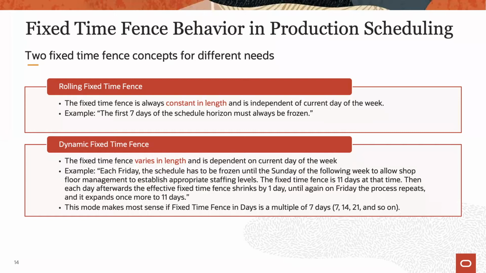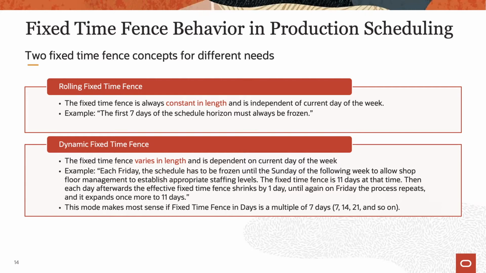Production scheduling allows defining a fixed time fence in two distinct ways to address different customer needs. This is controlled via a schedule option, horizon extension. If horizon extension is set to rolling, then the fixed time fence is always constant in length. But if the horizon extension is set to dynamic, then the fixed time fence varies in length, depending on the current day of the week.